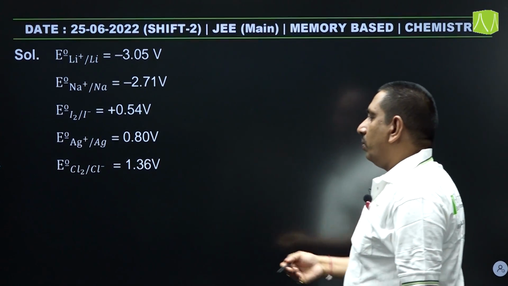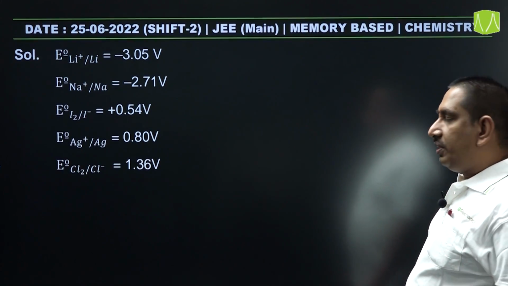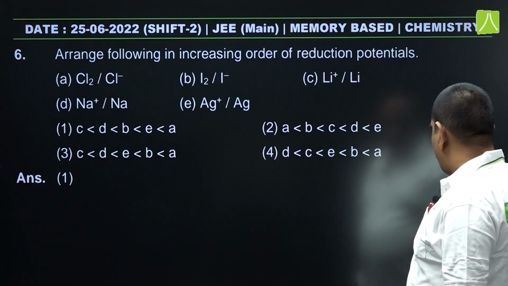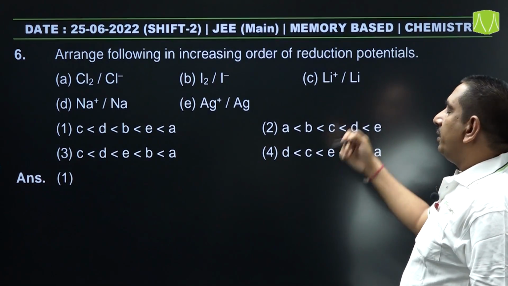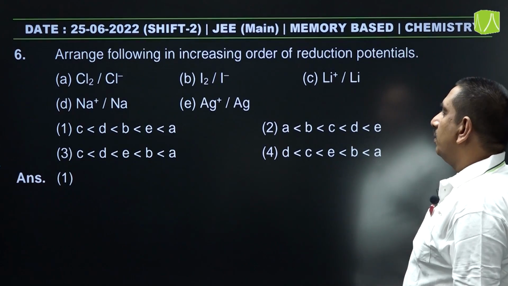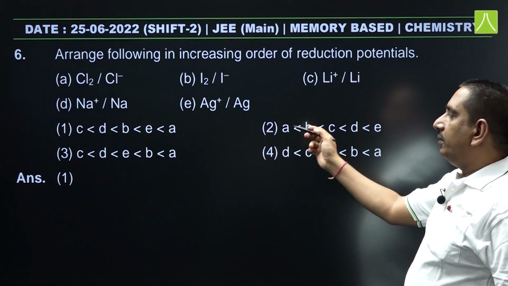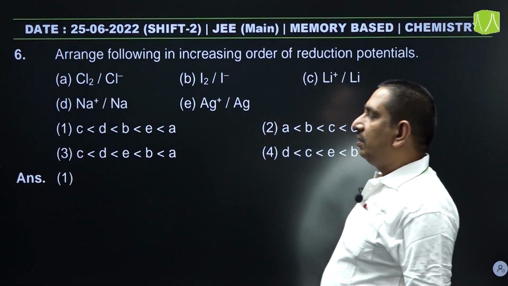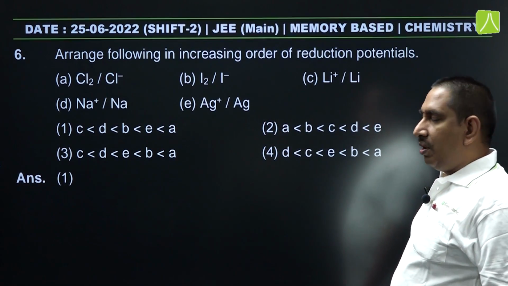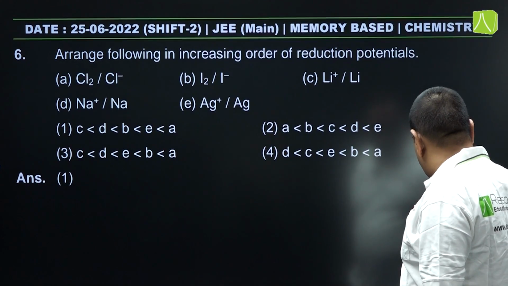And from top to bottom oxidizing strength increases and reducing strength decreases, and chlorine is the strongest oxidizing agent, lithium is the strong reducing agent from this. So if you arrange, it will be C less than, D less than, B less than, E less than A. This will be the order of reduction potentials.